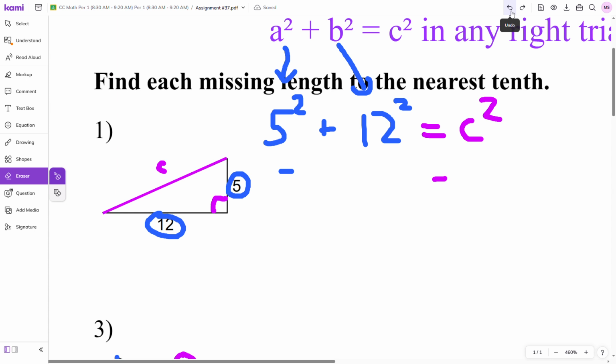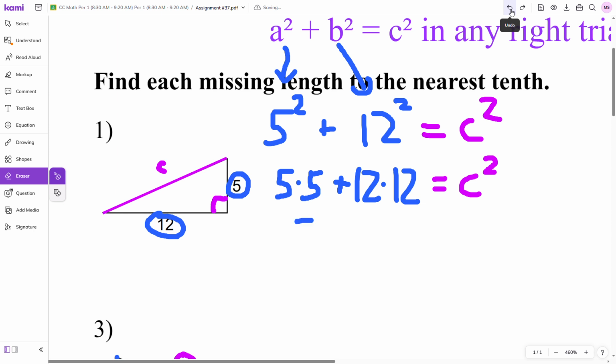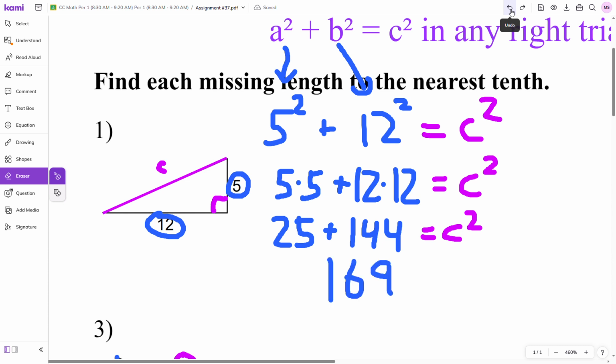Then we have to simplify. So that means that 5 squared becomes 5 times 5, because squared just means multiply that number by itself. And same thing with 12 squared. That's going to be 12 times 12. And so that's going to equal C squared. Just leave the C squared alone. We're not going to worry about that until we have the blue part just be one number. So let's keep simplifying the left side. 5 times 5 is 25, and 12 times 12 is 144. And again, we're just going to leave that C squared there. Then you add those together, and you get 169, and that's still going to equal C squared.